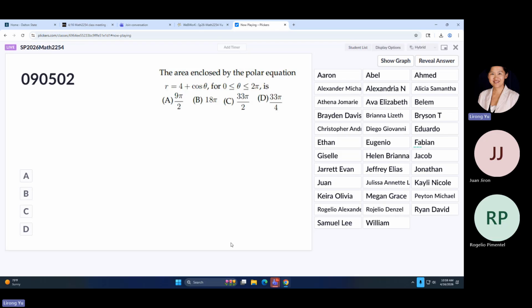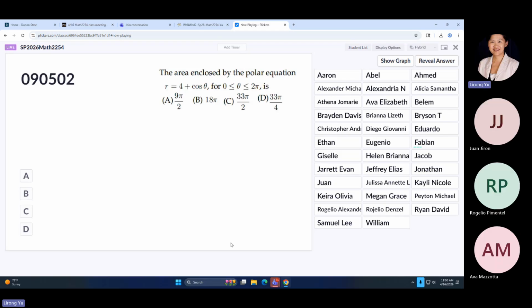When you start out trying to calculate this, you normally have to determine the integration limit. In this question, the limit is already given, 0 to 2 pi. Remember to check your integration limit if it's not specified, for example in this question, r equals 4 plus cosine theta.